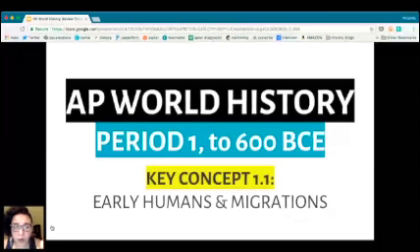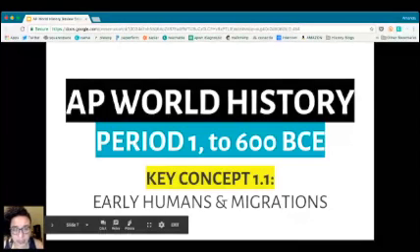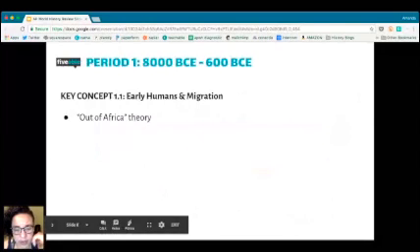Key concept 1.1 is basically early humans, which goes well beyond what you need to know in this class, but all the way up until just before the development of agriculture. That will happen in key concept 1.2. So basically, the couple of bullet points of things to know here is the out of Africa theory.